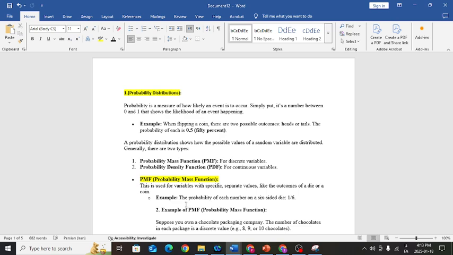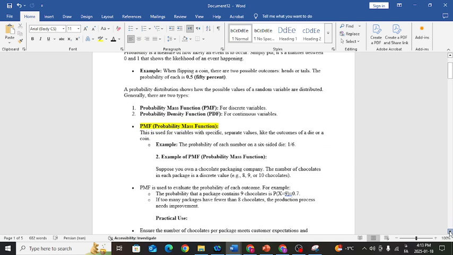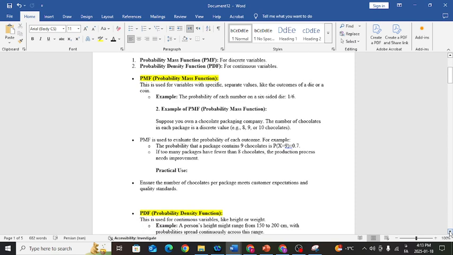So at first we are going to talk about the PMF, or as I told you, the probability mass function. The probability mass function is used for variables with specific separate values like the outcomes of a die or a coin. For example, the probability of each number on a six-sided die is 1 over 6. We can say this is an example of the PMF, the probability mass function.